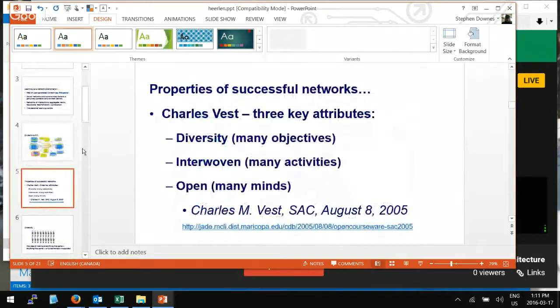Now, how do we build this network? Well, back in 2005, Charles Vest talked about three key attributes of a successful learning environment. Diversity, so it supports many objectives, many goals, many ways of doing things. Interwoven, so that we're able to attract and create network principles and network affordances. And open, so that new ideas can come in and it can export ideas to other places, other systems.